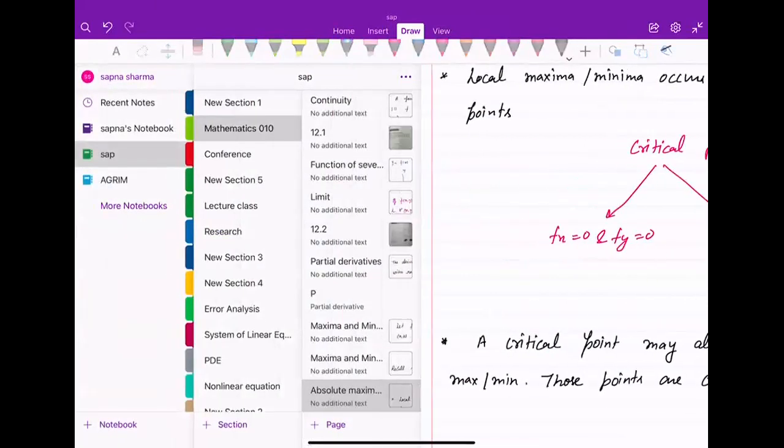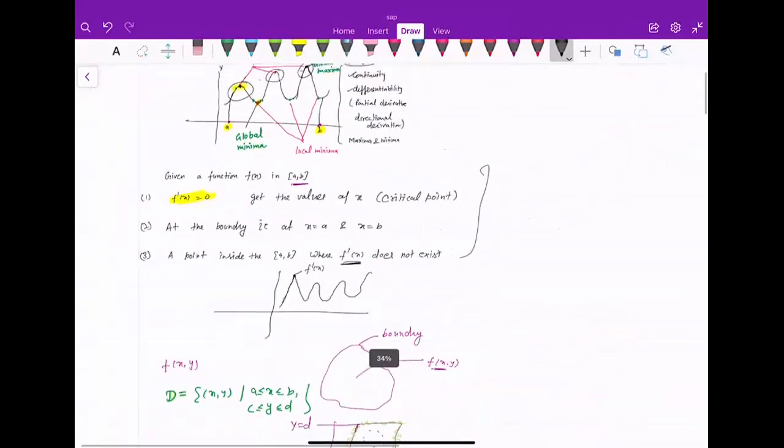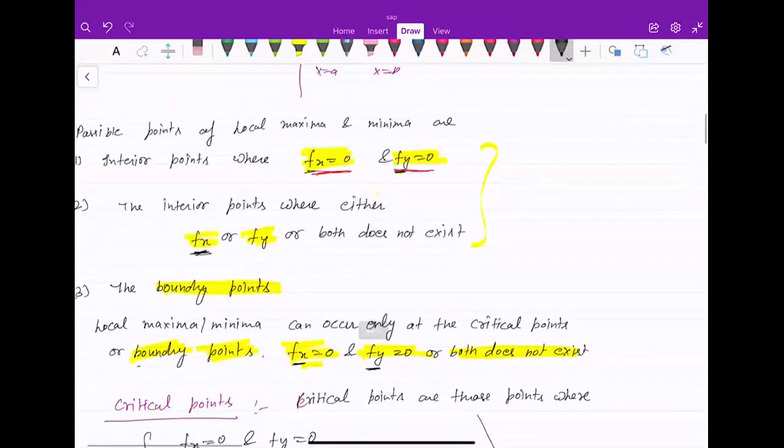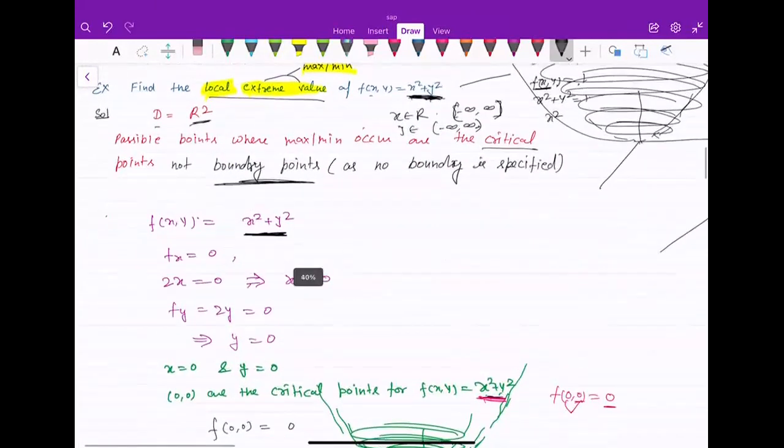Let us recall the examples we have done. One example was the function f(x,y) equal to x square plus y square, where we had to find the local extreme values, the maximum or minimum. How did we do that? We computed fx and fy, set fx equal to 0 and fy equal to 0, and found that 0, 0 is the critical point.